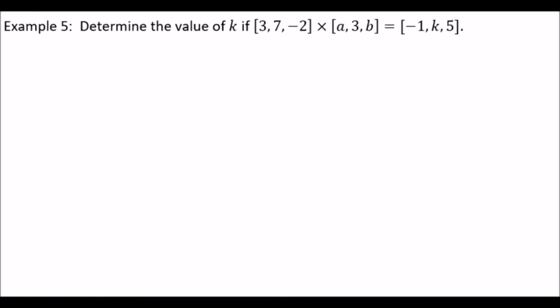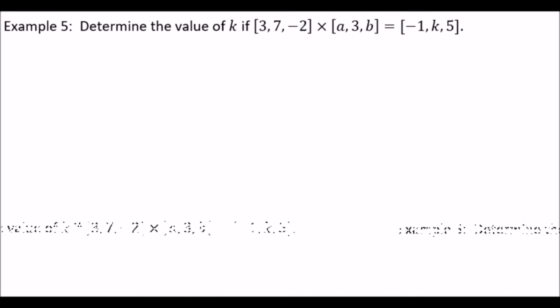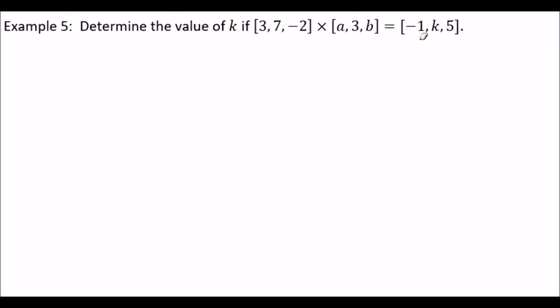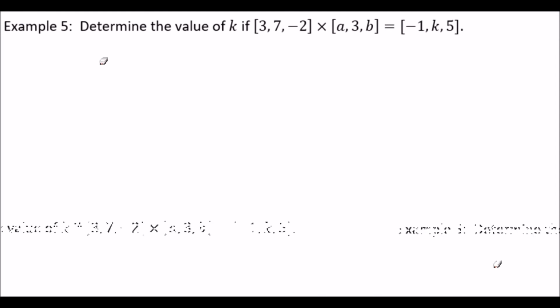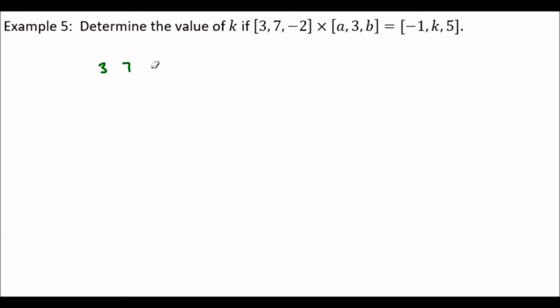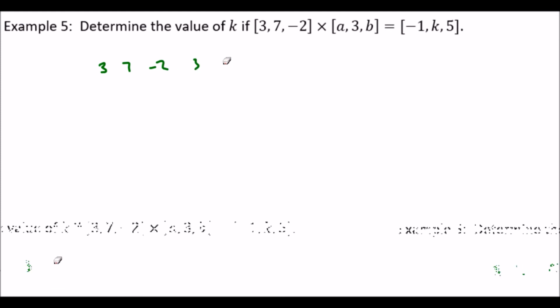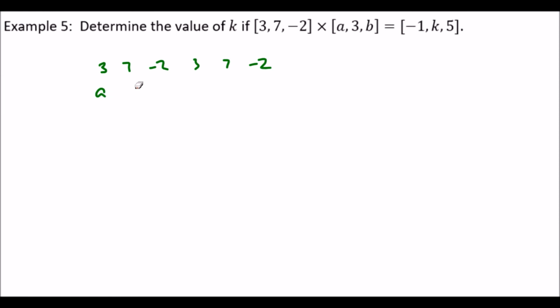Alright, last example, here we go. Determine the value of k such that this cross this gives me this. Well, let's write it down. So again, we're going to use a cross product here. I'm going to write 3, 7, negative 2, and then here I'm going to have a, 3b, a, and I'm going to cross them, so here we go.